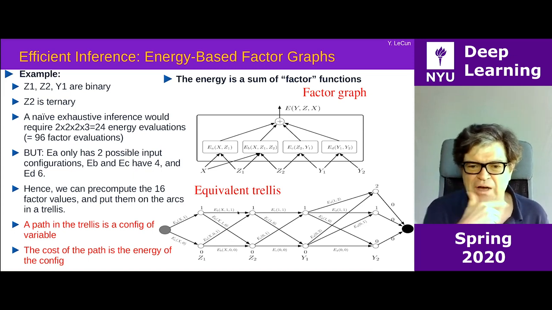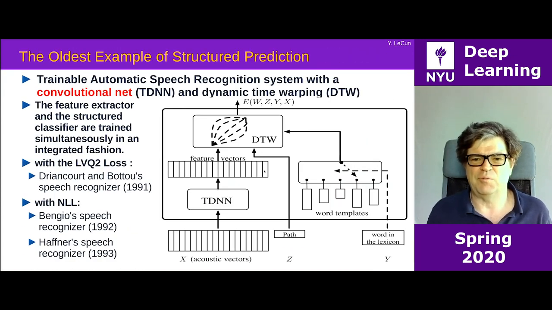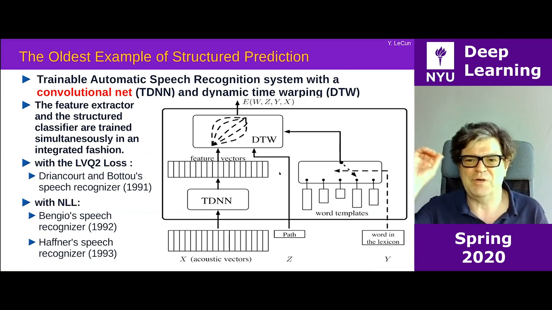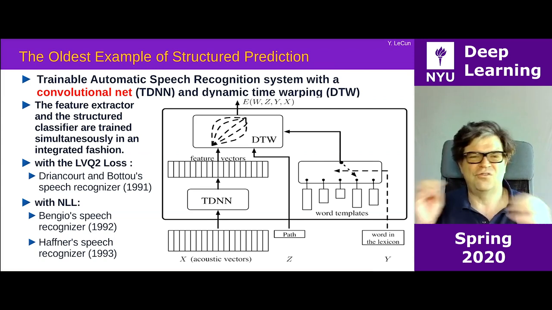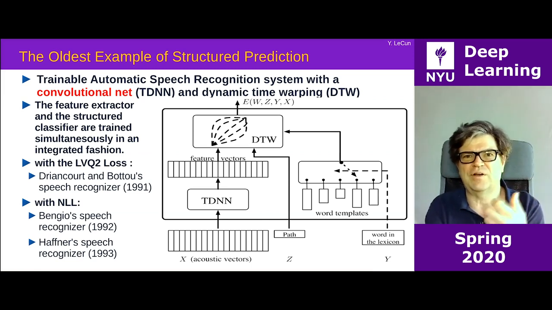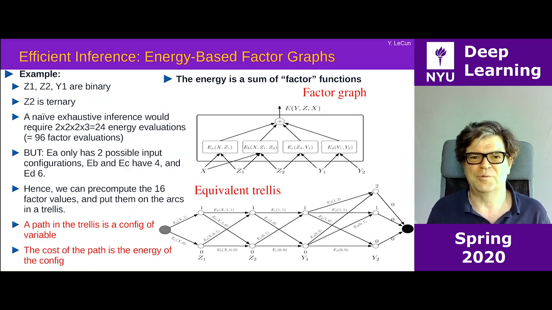Okay. Now, this is a slightly more general form of what I told you about earlier. This model here with the dynamic time warping is very much the same, right? The z1, z2 here are basically the paths in the dynamic time warping module. The y is which of the word templates matches, okay? And the training consists in doing gradient descent to make the energy of the correct answer small and the energy of the incorrect answers larger using some loss function, which I leave unspecified at the moment.